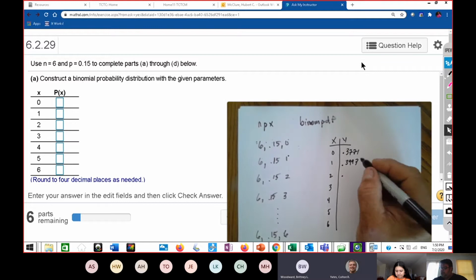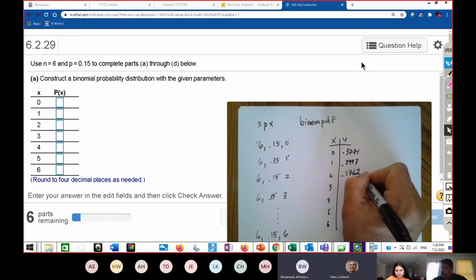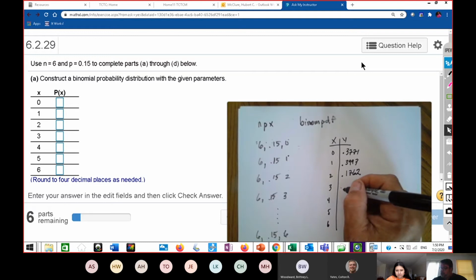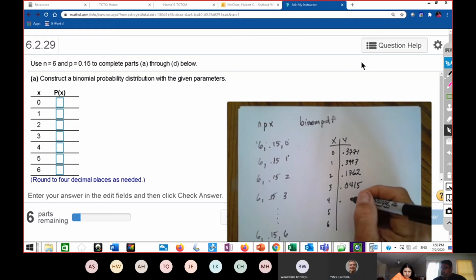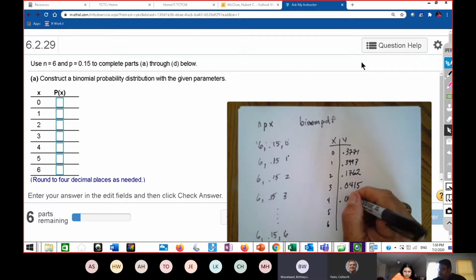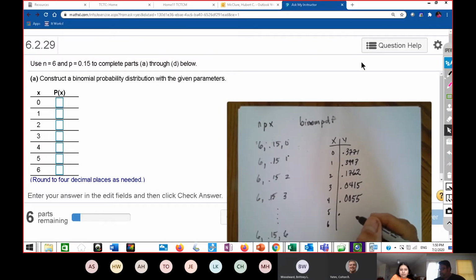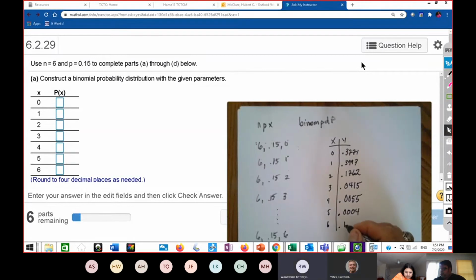Who's got 2? 0.1762. Thank you, Miss Woodward. All right. And 3? 0.0415. Next. 0.0055. How about Miss Billy on number 5? 0.0004. And one last one. Who's going to get 6? It's in scientific notation. I think it's 0.0000. Oh yeah, there's a bunch of them. There's 5 zeros first. Okay, so that's it.